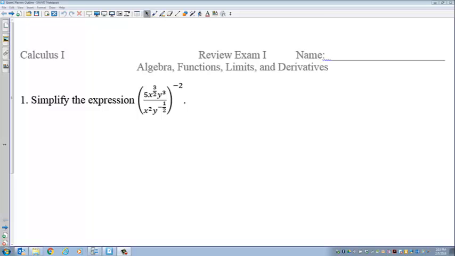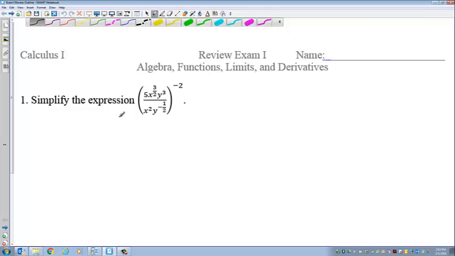Okay, so we're going to start this review for exam 1 on algebra functions, limits, and derivatives. And we start with simplifying an expression involving exponents. So let's just start here. It's going to be equal to, and I like to work with this negative first. A negative in the exponent basically moves the top to the bottom and the bottom to the top.